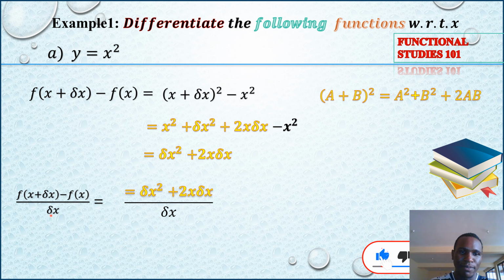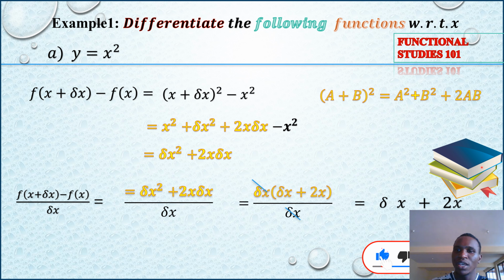Then we divide it by delta x. The denominator remains unchanged; I've just done a replacement. Notice that on the numerator, delta x is common. We have delta x here and also here, but it is squared here. So we factor out delta x and are left with delta x plus 2x, divided by the denominator delta x. You can see clearly that delta x will cancel out, and you'll be left with delta x plus 2x.